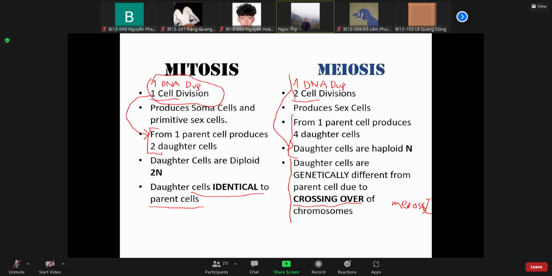And so mitosis is the way of cell division in the somatic cells, and also in the primitive sex cells, that is, the immature sex cells. And meanwhile, meiosis is the way of cell division in the mature sex cells. Okay.